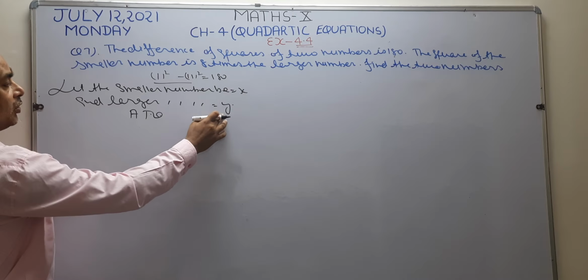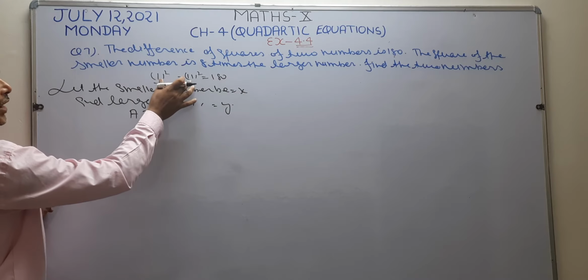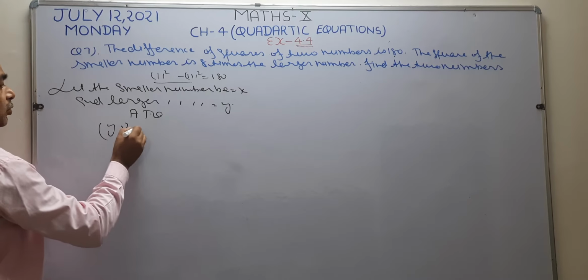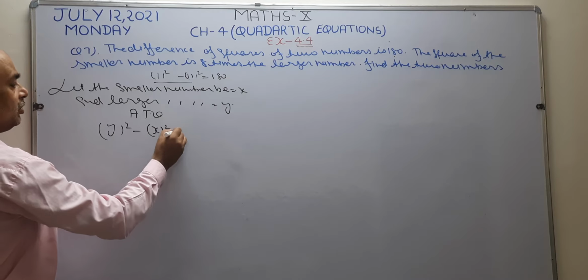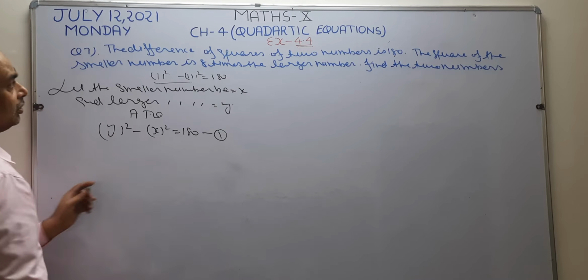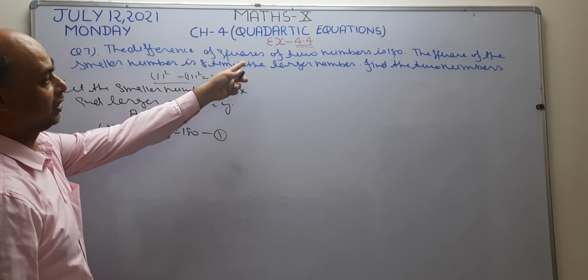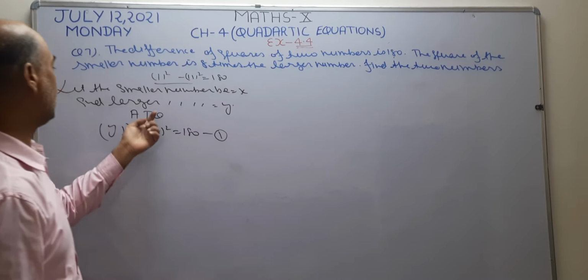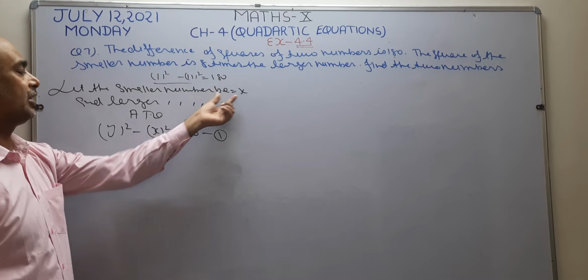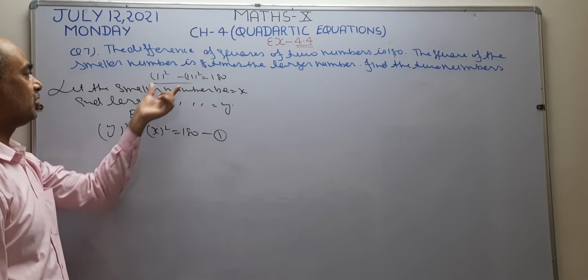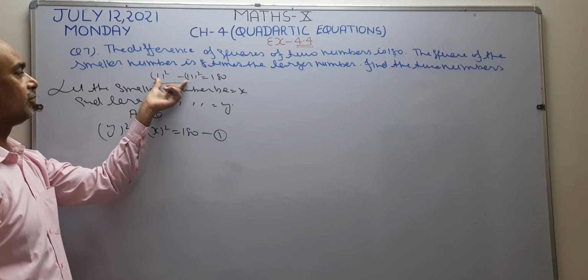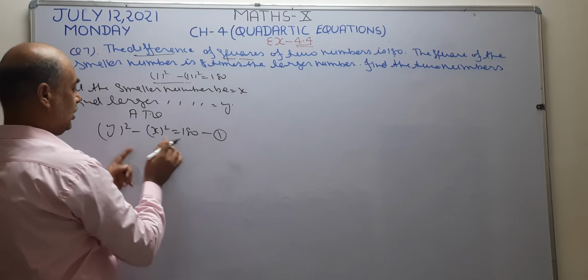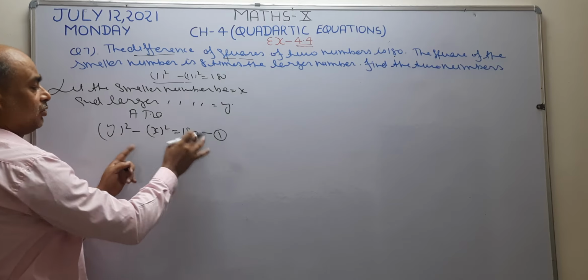Since this is the larger number, this number is taken first, and the difference of the squares of these two numbers is given as 180. So I write here y squared minus x squared is equal to 180. This is the first equation according to the first line of this question. The difference of the squares of two numbers is 180. I want to take the larger number first, and after that the smaller number. It means y squared minus x squared equals 180.